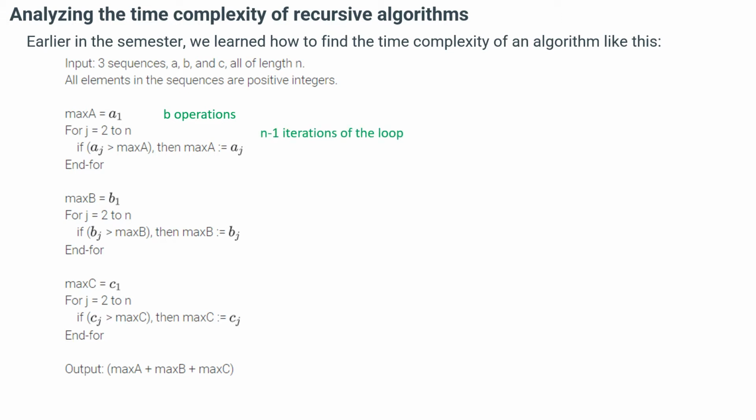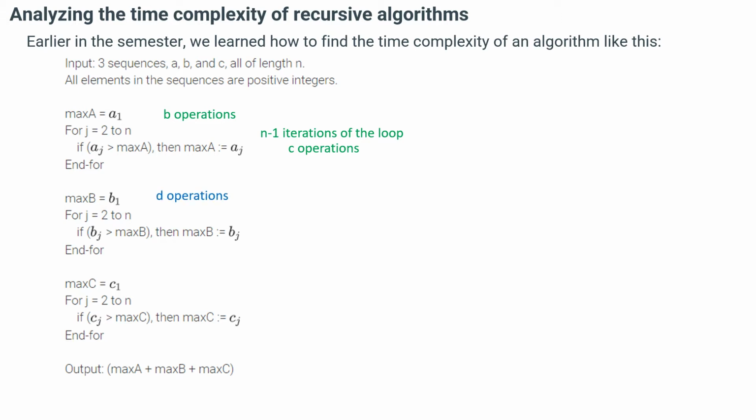Then that loop starts with j equals 2 and goes up to n. So how many iterations would we be doing? Well, we would say that's n minus 1 iterations. But then inside, for each iteration, how many operations? Well, we've got the checking to see if A sub j is greater than max A, and if so, then doing an assignment. But again, that doesn't depend on n, so we'll just call it some constant C.